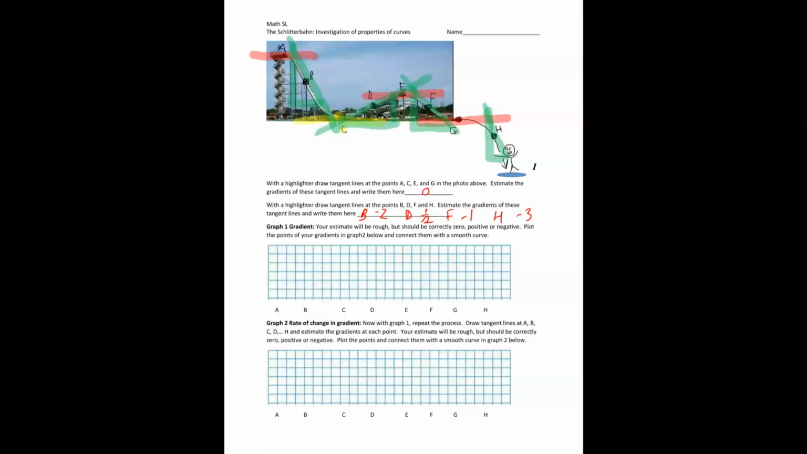For graph 1, this is the gradient graph. And what we're going to do is take all these values that we wrote down. And so I'm going to write them directly below for our convenience. So A is 0. B was -2. C was 0. D was 1/2. E was 0. F was -1. G was 0. And H was -3, right? So what I'm going to do is graph these values on this scale here.